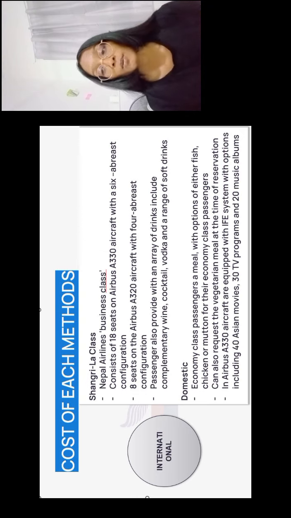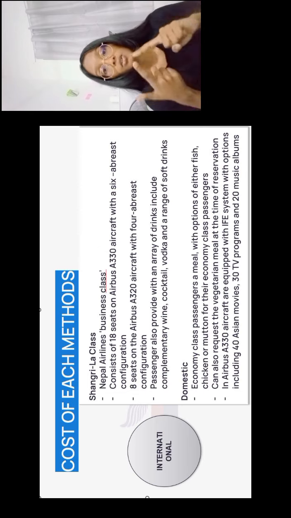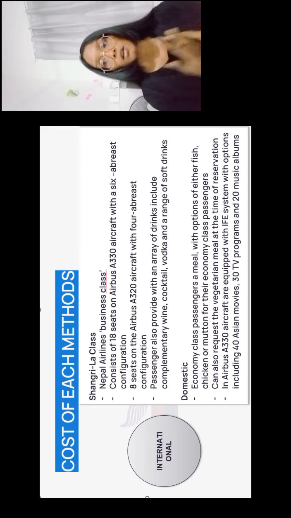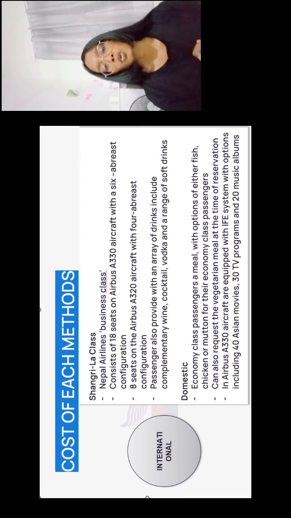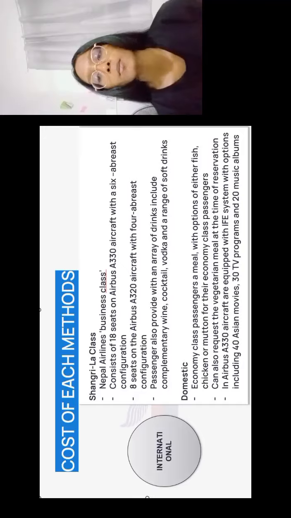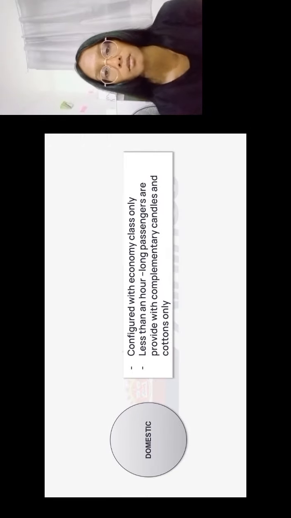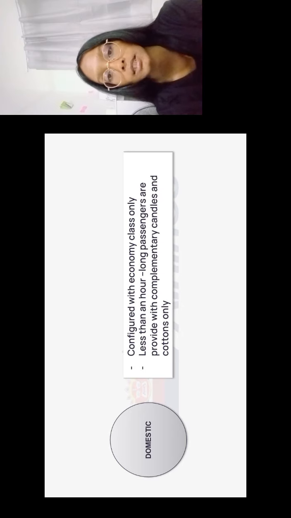In economy class, passengers are provided a meal with the option of either fish, chicken, or mutton. Passengers can also request a vegetarian meal at the time of reservation. Seats in the Airbus A330 aircraft are equipped with an IFE system with options including 40 Asian movies, 30 TV programs, and 20 music albums.